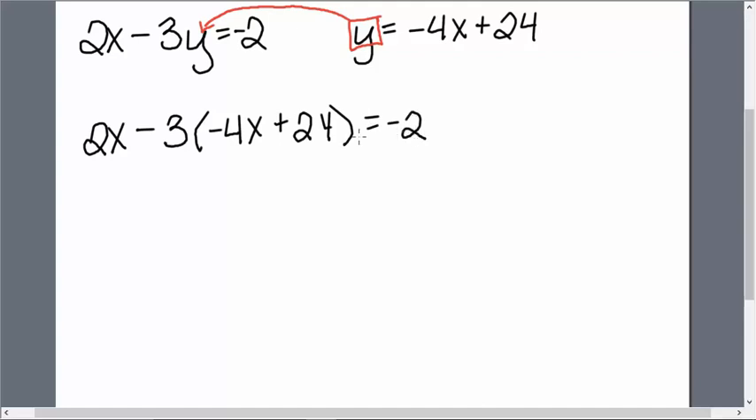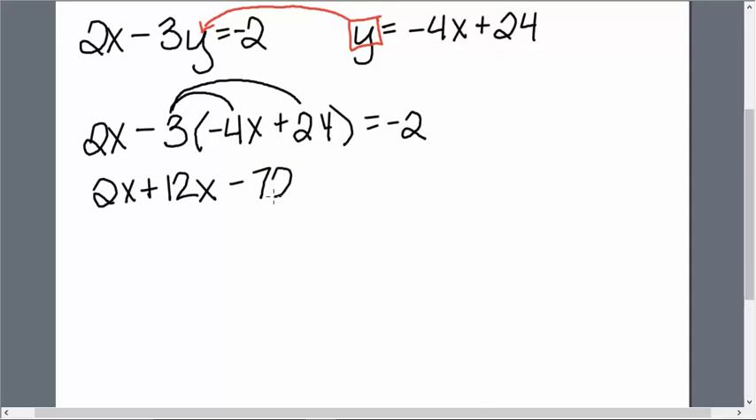So I'm going to solve this down like a regular equation now, because all I have is x's. If you'll remember, we are distributing a negative 3 because it's got a minus sign in front of it. So I'm going to distribute that into the parentheses. So I have 2x. Now negative 3 times negative 4x, that's a negative times a negative, so that is positive 12x. And negative 3 times positive 24 is negative 72, equals negative 2.